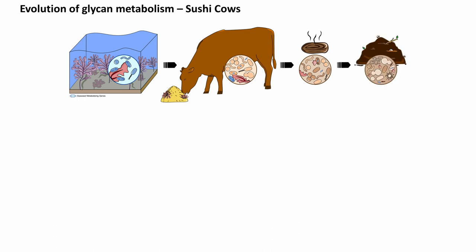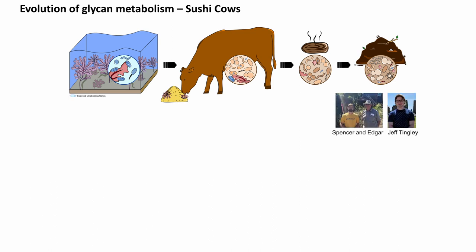And then we followed it right through into the compost and into the soil to look at this dynamic transfer of genes potentially from the ocean through the animal into the soil. Now this project would not be possible without Edgar Smith. So he's this closet scientist I told you about. He's running Beaver Meadow Farms, and then his postdoc Spencer Searin, and then the hard work of Jeff Tingley, who's a PhD student in my group.